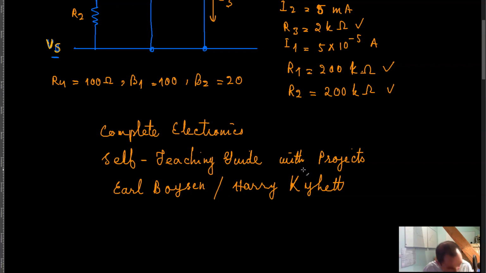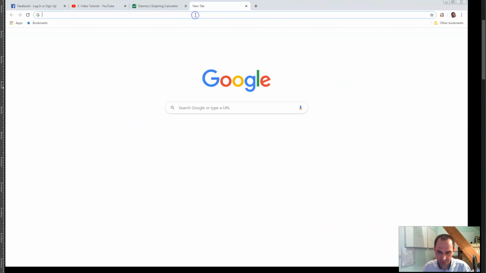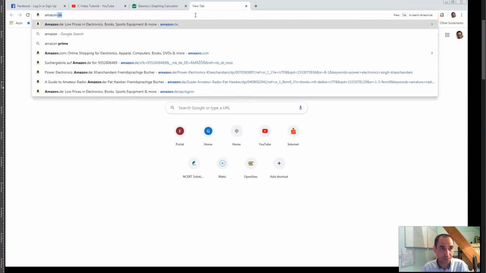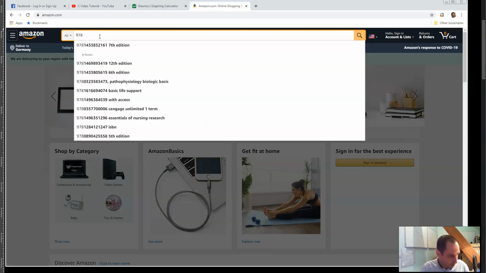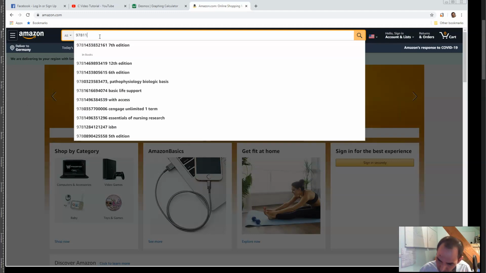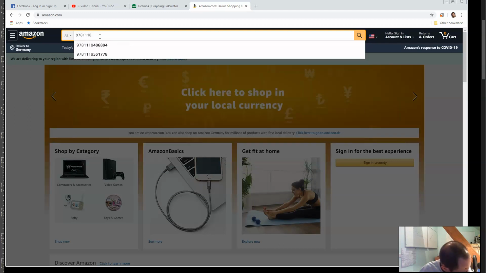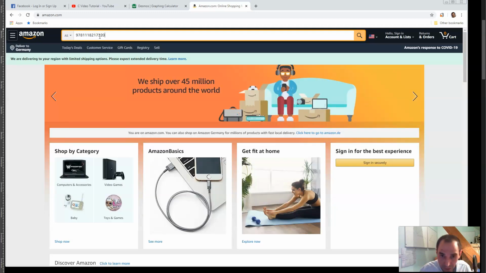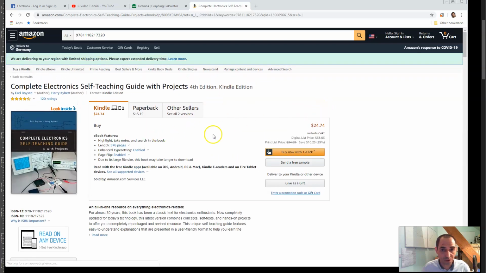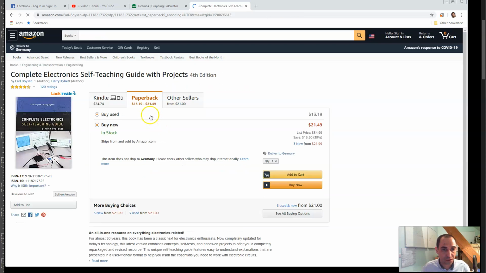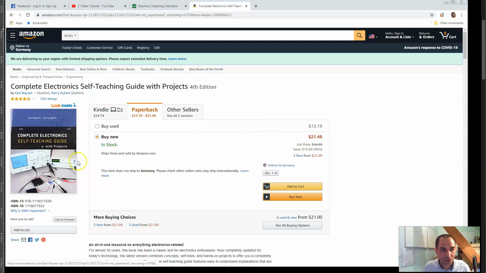The ISBN is 978. Let me enter the ISBN into, for example, Amazon.com and see if we can get the book over there. I think you would get this book mainly second-hand because the book is pretty old. 978, 118, 21732, 0. And that's the exact book over here. It costs almost nothing. It's the paperback, $13. You can see $13 to $21. That is the book that I'm actually using.